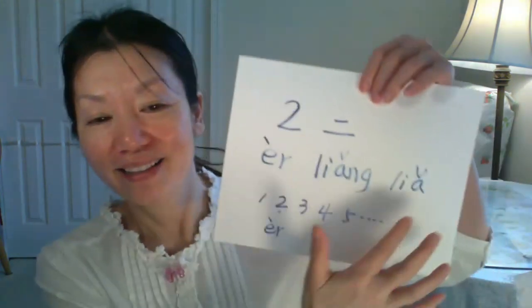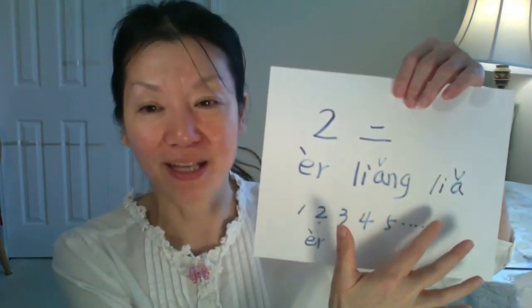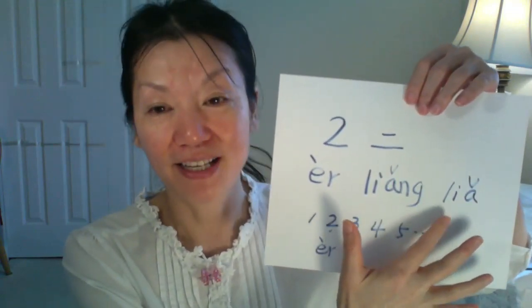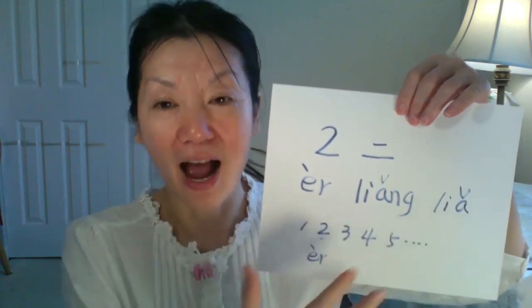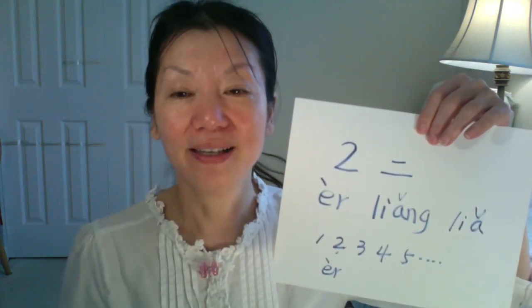The number two, we pronounce it "er", we pronounce it "liang". Sometimes we pronounce it "lia". Lia means two persons. 我们俩, you and me. I pronounce it lia, for two persons. You can use it for things too, but I prefer it for people. 我们俩.